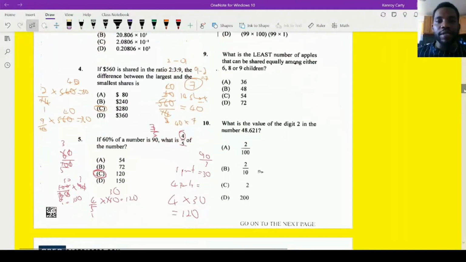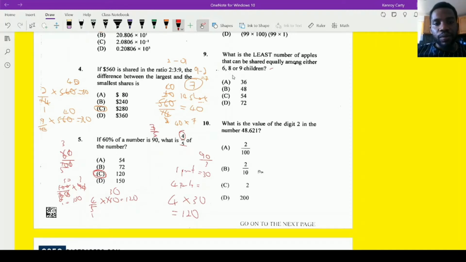All right, question 9. It says, what is the least number of apples that can be shared equally among either 6, 8, or 9 children? Now, of course, for it to be shared equally, all three numbers must be able to go into it exactly. What do I mean by that?